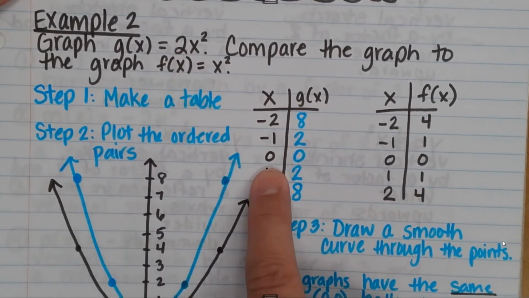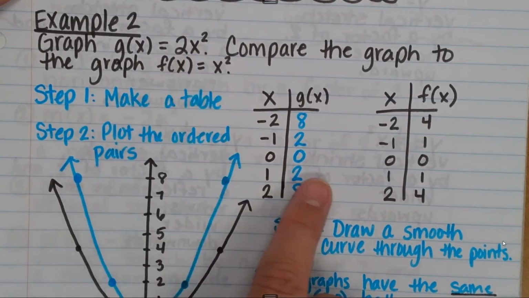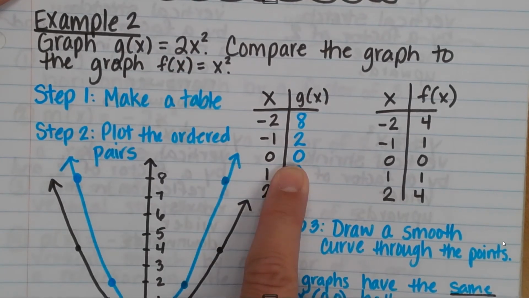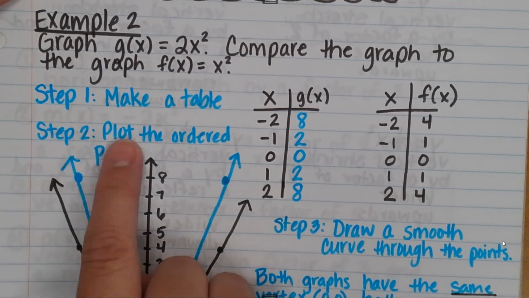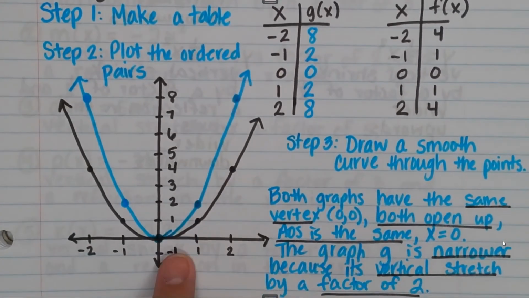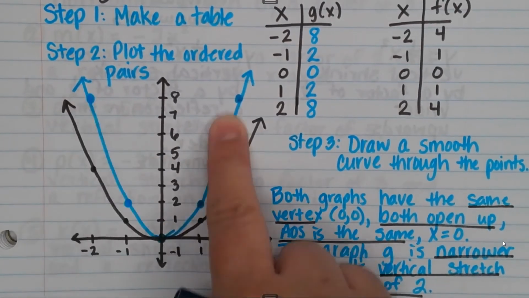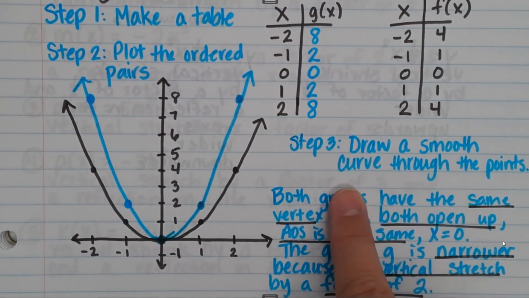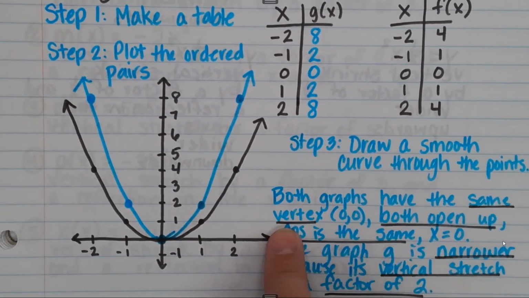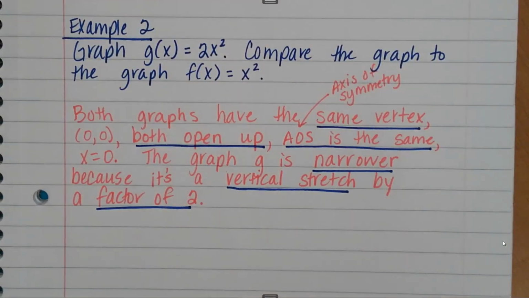So if I plug in a 0 into 2x squared, what's your output? And then you would write your output. So we would actually make the table, and then once we have the table done, we would plot the points on paper. And so here's my parent function, and then the blue is the new graph. And then step 3 would be draw a smooth curve through the points. But since we have the graphing calculator, we don't have to do it on paper, okay?